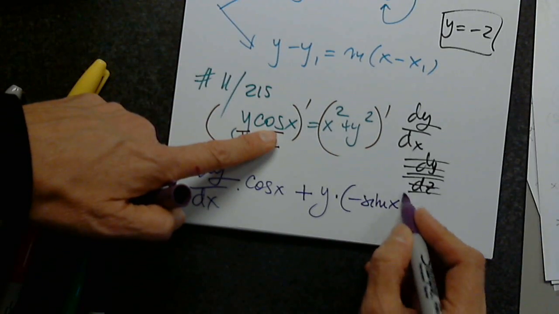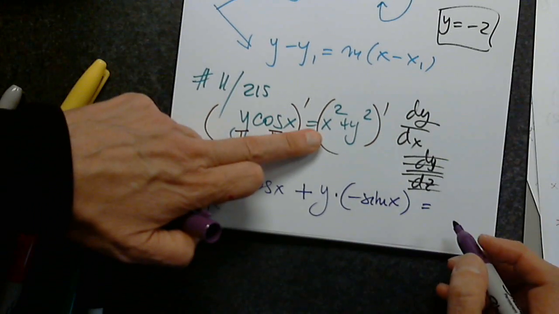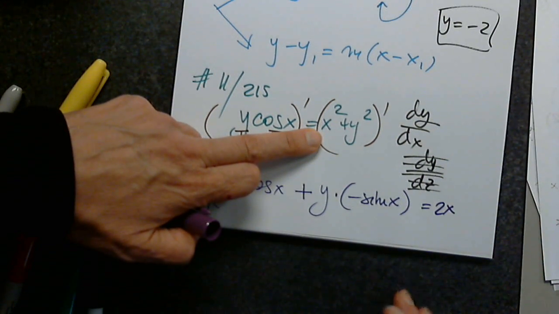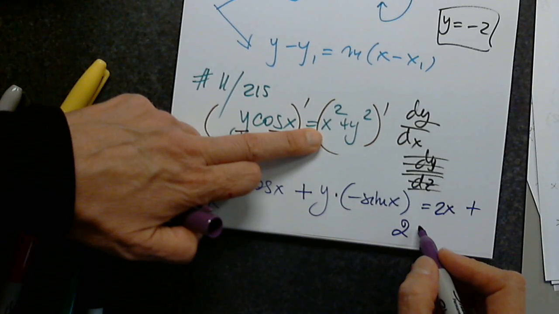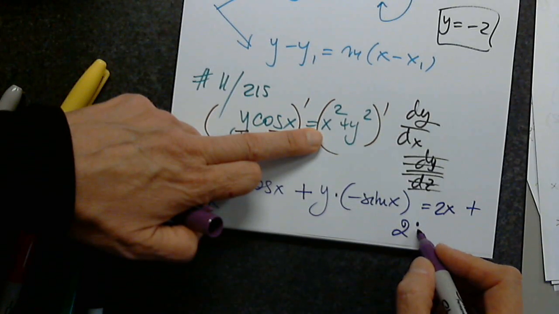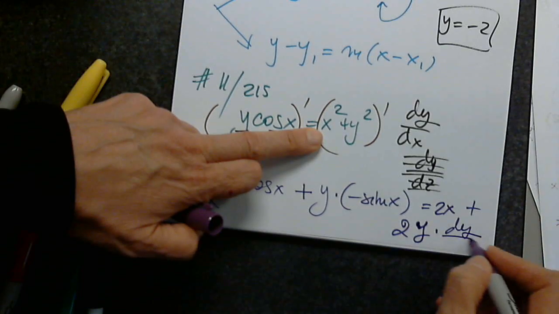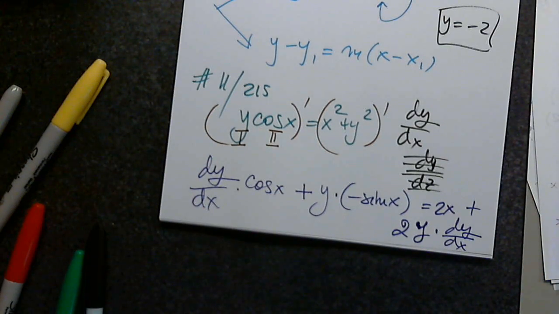the derivative of cosine x, which is negative sine x, equals 2x plus 2y times dy over dx, because remember it's y squared. I have to bring the power down, subtract 1 from the power, and then multiply by the inner function prime. Are you with me? Yes.